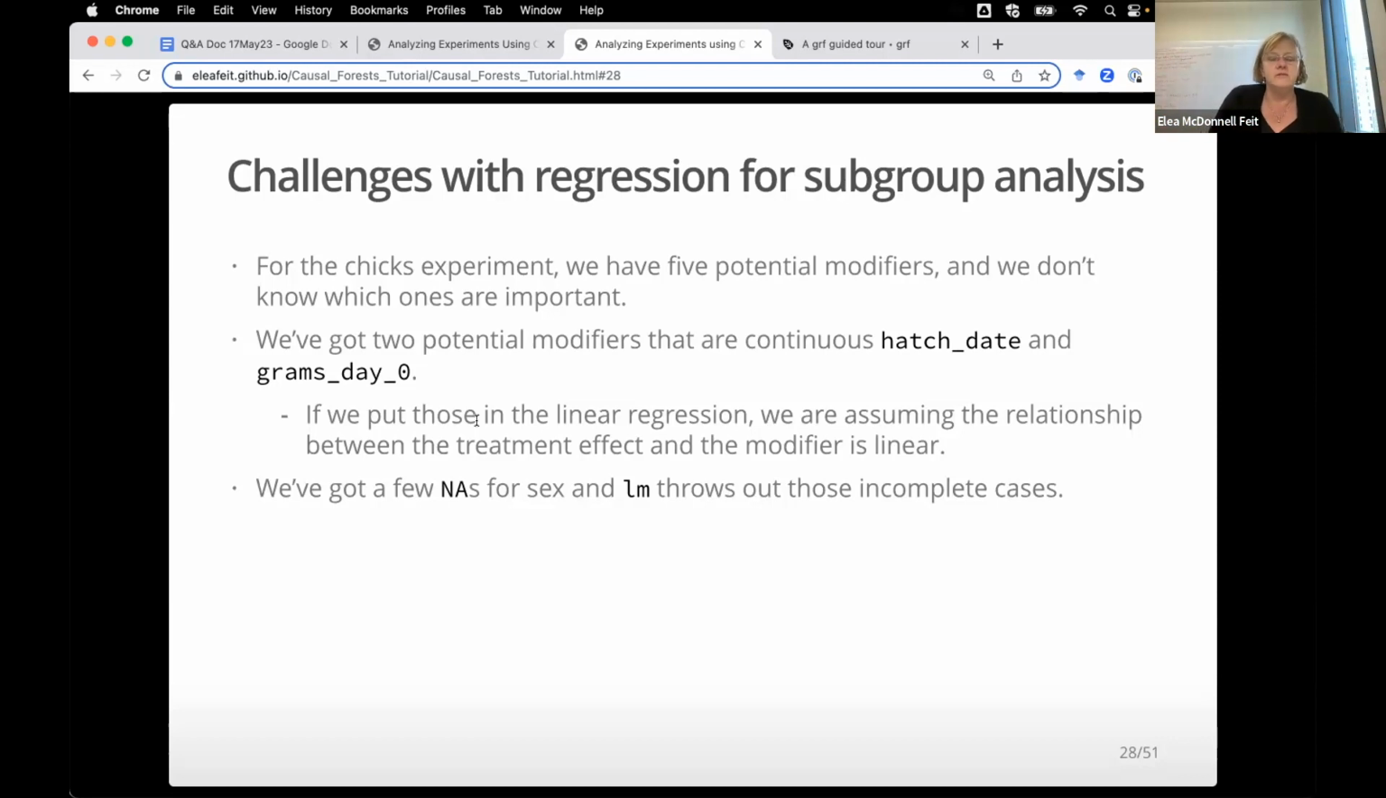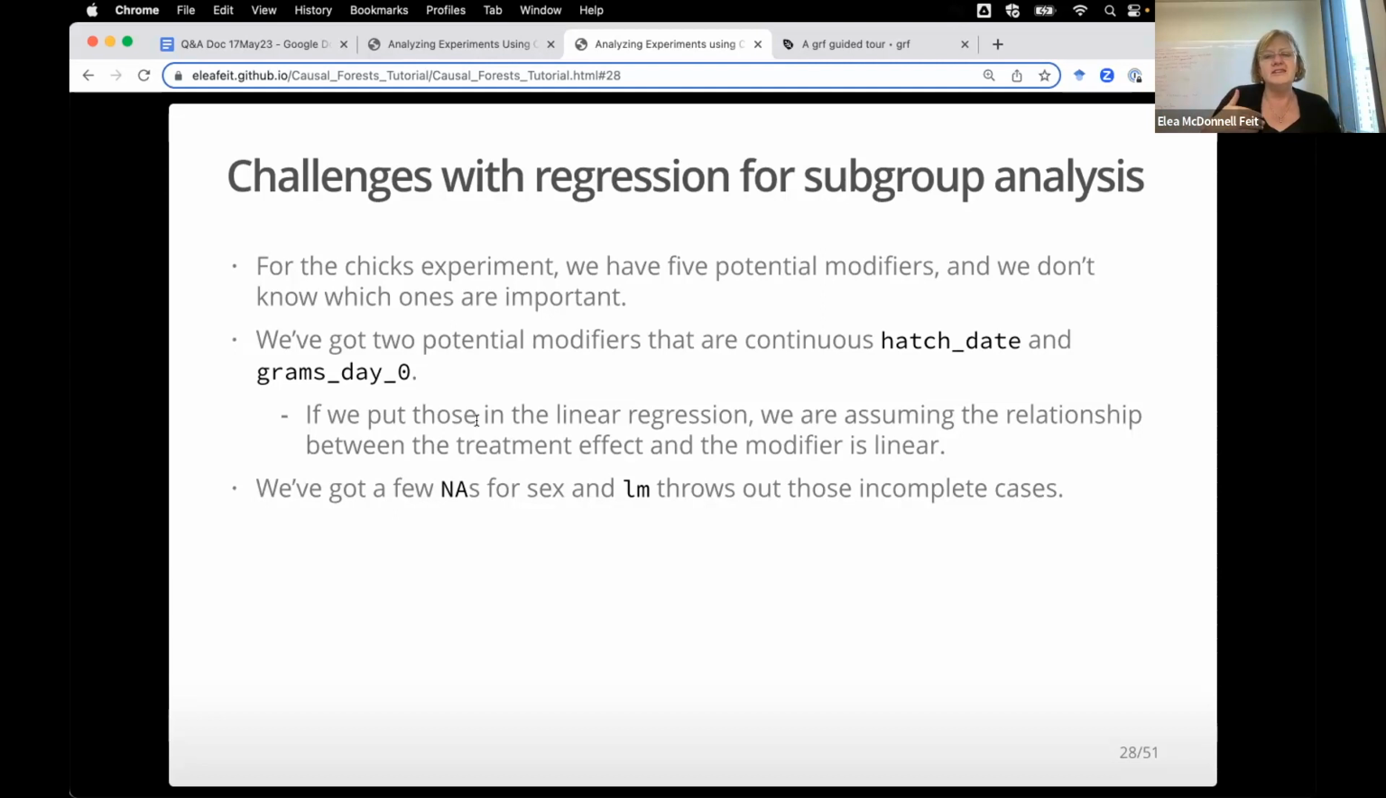A second issue that we run into is in the chicks data, we have 2 continuous modifiers. We have the hatch date, which is along a whole range of days. And we have the grams at day 0. That's a potential modifier, right? Yes, it happens after they are lured onto the scale, but we shouldn't have affected their weight by that first treatment. So arguably that's a good potential modifier, like how big was the chick when it came out of the shell? And that one is in grams with fractions, so it's a continuous variable.